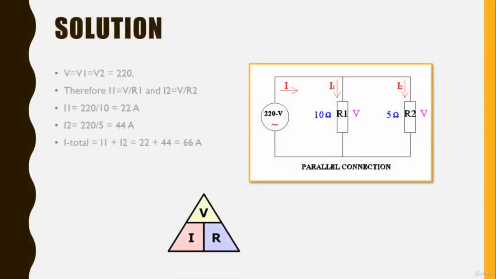We can apply Ohm's law immediately. I1 is equal to V over R1, which is 220 volt over 10. The answer is 22 ampere. I2 is equal to 220 over 5. The answer is 44 ampere. As you can see, a direct application, nothing complicated.